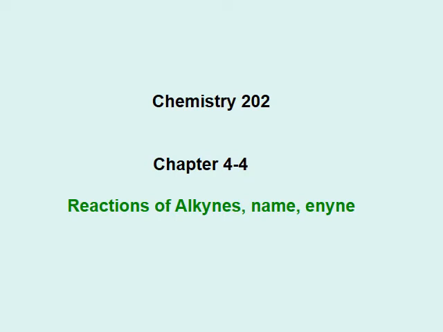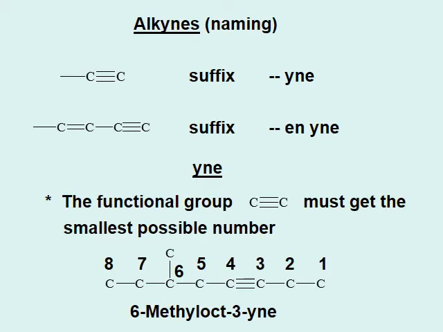In this section of chapter 4, I'm going to discuss names and reactions of alkynes, enynes, and enols. First, we'll talk about alkynes, and as we know, alkynes have a triple bond, a carbon-carbon triple bond. An enyne would have -ene standing for alkene and -yne for alkyne.